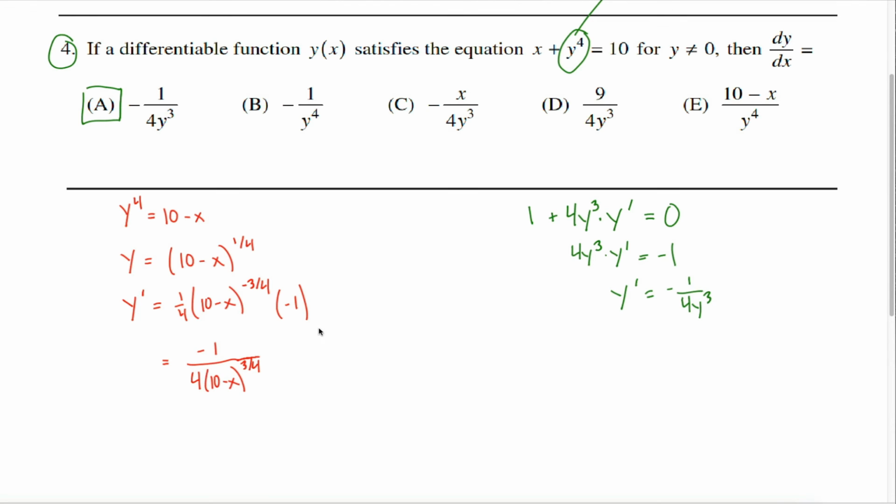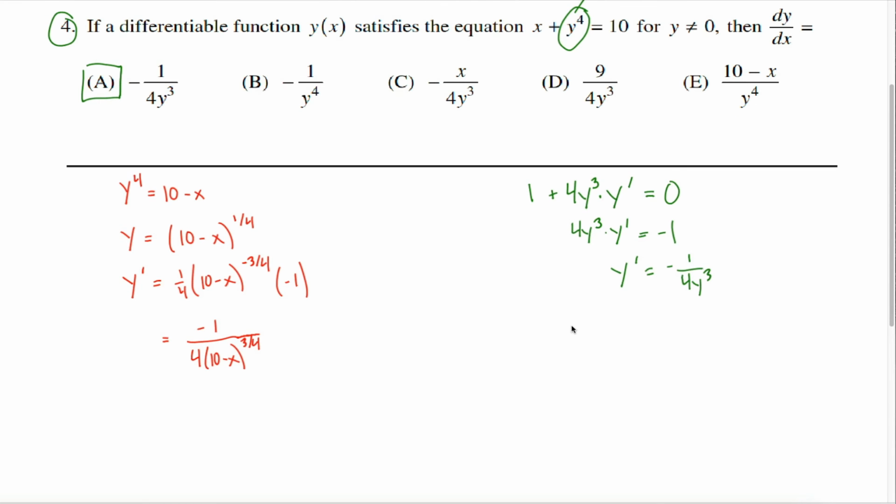And you're like, wait a minute, you got a different answer over here than you got over here. No, I didn't. This answer is just written in terms of y, whereas this answer is written in terms of x. This equation relates together x's and y's, so we can use this equation, or maybe a more useful form of that equation, to substitute back in to get this answer written in terms of y's. Recognize that (10 minus x) to the 3/4 power is the same as ((10 minus x) to the 1/4 power) raised to the 3rd power.